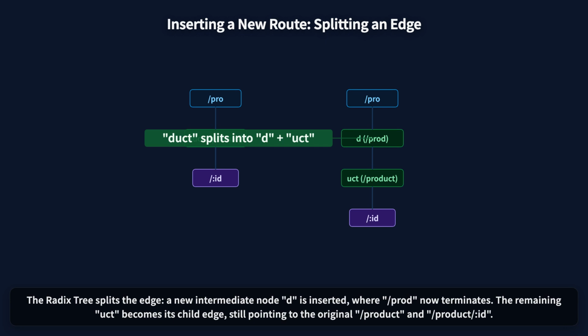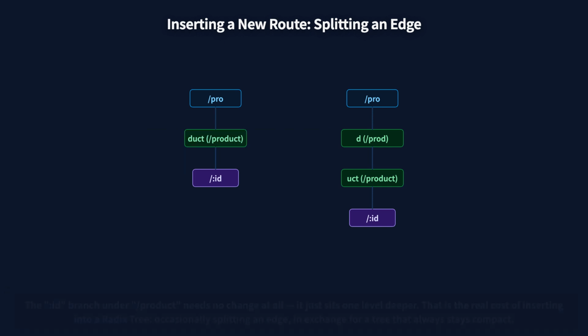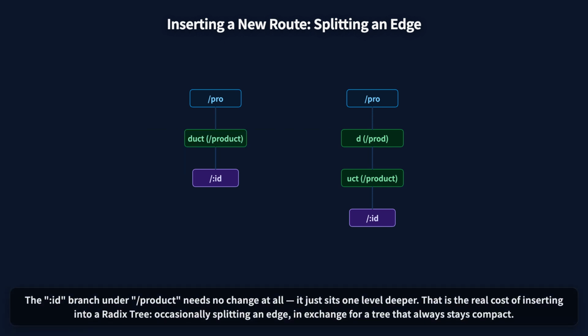A new intermediate node D is inserted where prod now terminates. The remaining uct becomes its child edge, still pointing to the original product node. The id branch under product needs no change at all. It just sits 1 level deeper. That is the real cost of inserting into a Radix tree, occasionally splitting an edge, in exchange for a tree that always stays compact.